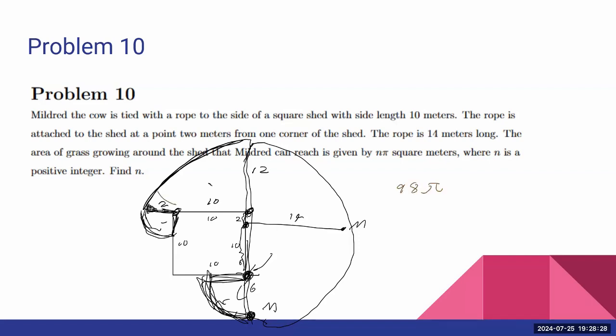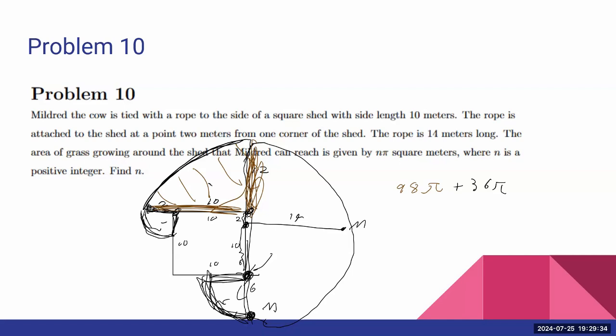How about this quarter circle, the largest quarter circle? It has a radius of 12, because she reaches this. So what would the area be? The area of this is going to be 36 pi. Yeah, exactly, a quarter of 12 squared is 36.